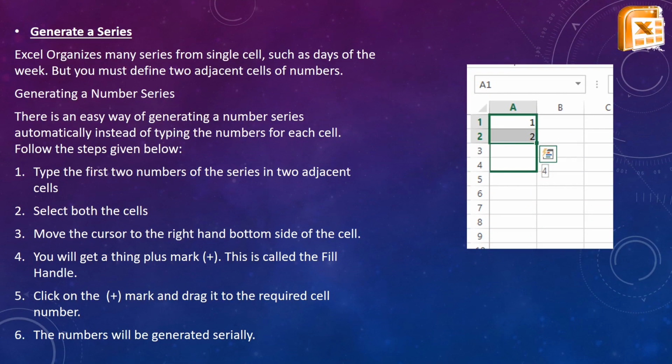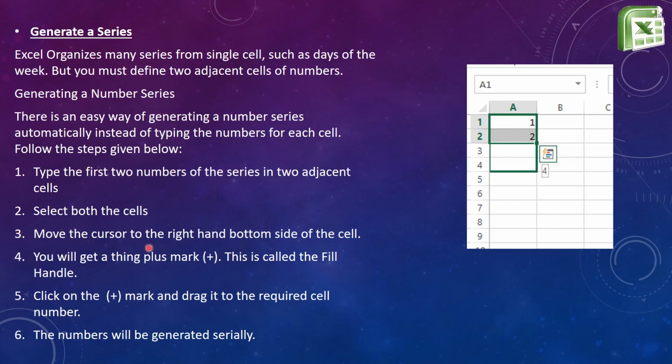Generate a series. Excel organizes many series from single cell, such as days of week, but you must define 2 adjacent cells of numbers like given in the diagram. Along with it, generating a number series. There is an easy way of generating a number series automatically instead of typing the numbers for each cell. Follow the steps given below. Type the first 2 numbers of the series in 2 adjacent cells. Select both the cells.